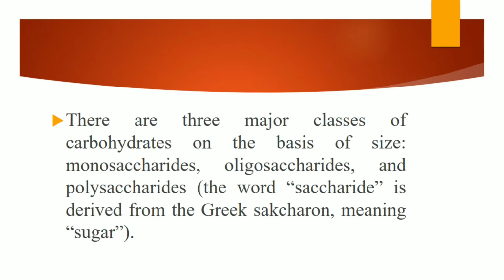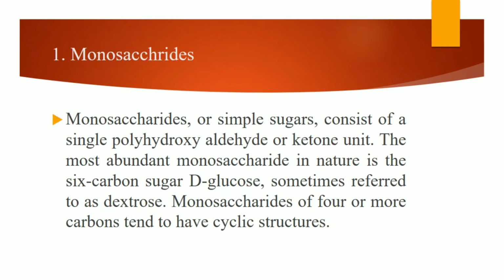The first one is monosaccharides. We will be discussing that. So let's talk about them. There are three major classes of carbohydrates on the basis of size: monosaccharides, oligosaccharides, and polysaccharides. The word saccharide is derived from the Greek saccharon, meaning sugar. So, monosaccharides. Monosaccharides are simple sugars consisting of a single polyhydroxyaldehyde or ketone unit.